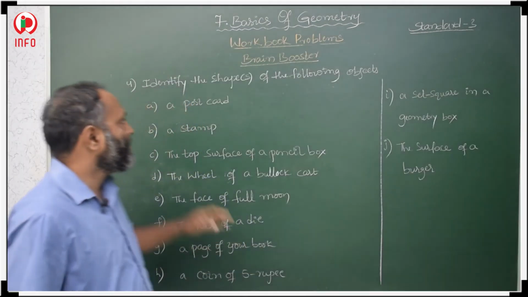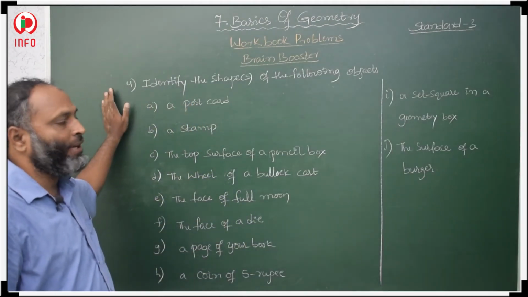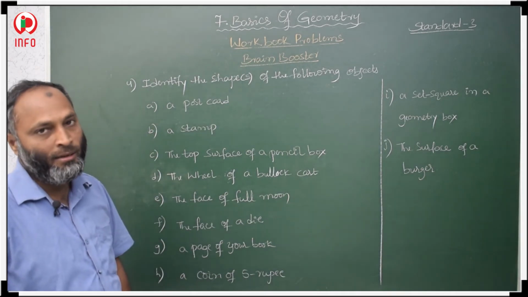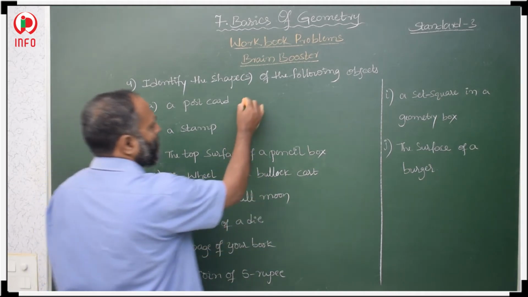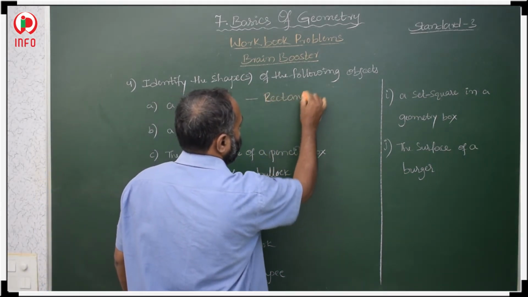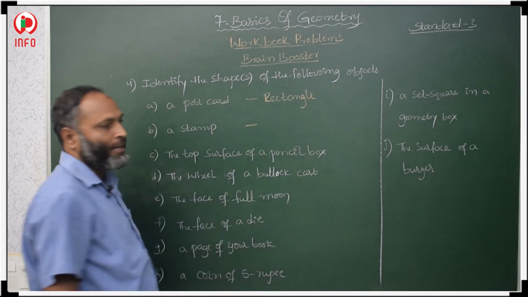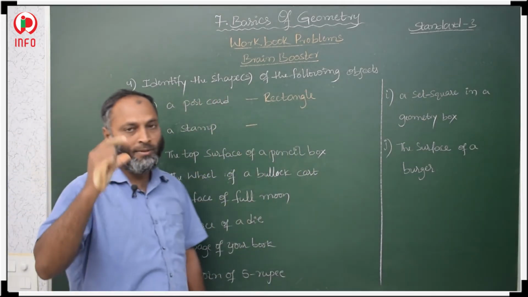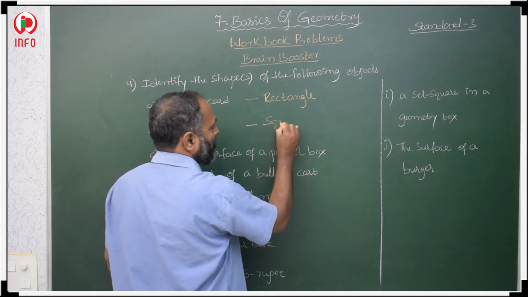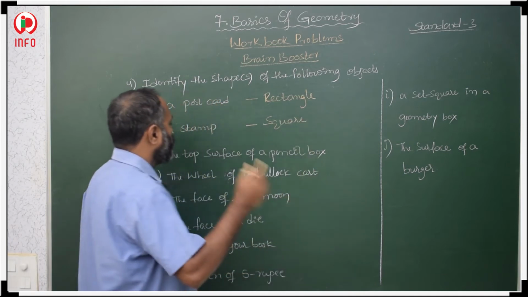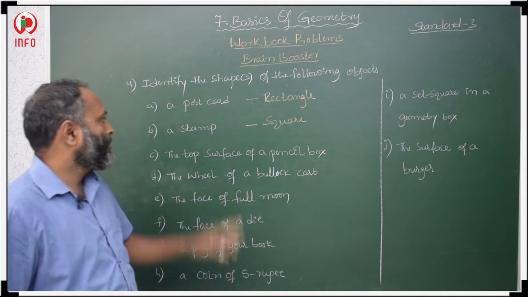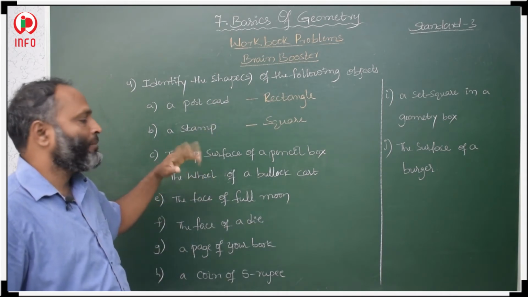Okay. Now next bit, see. Identify the shapes of the following objects. The first one is a postcard. A postcard is in rectangular shape. So this is a rectangle. The next one, a stamp. A stamp is in square shape. The stamp we paste on a postcard is in square shape. So it's a square. Postcard is rectangular and stamp is square.